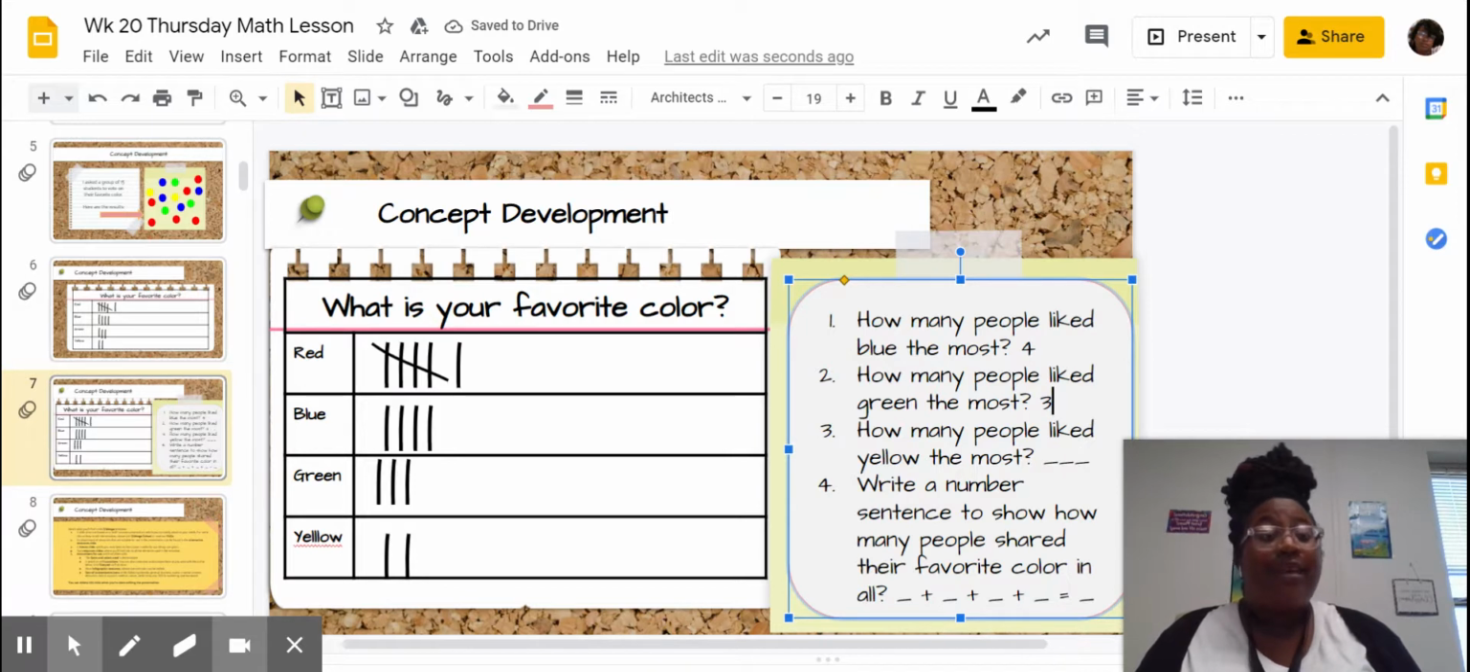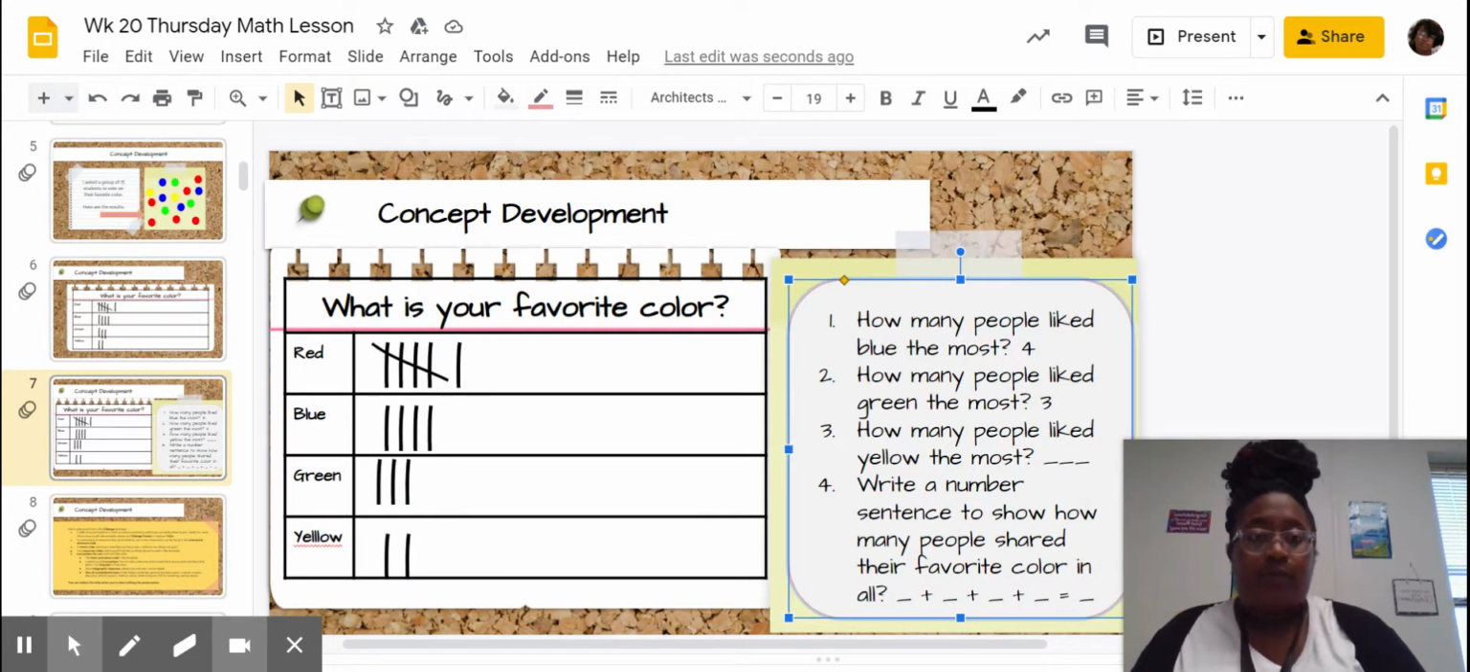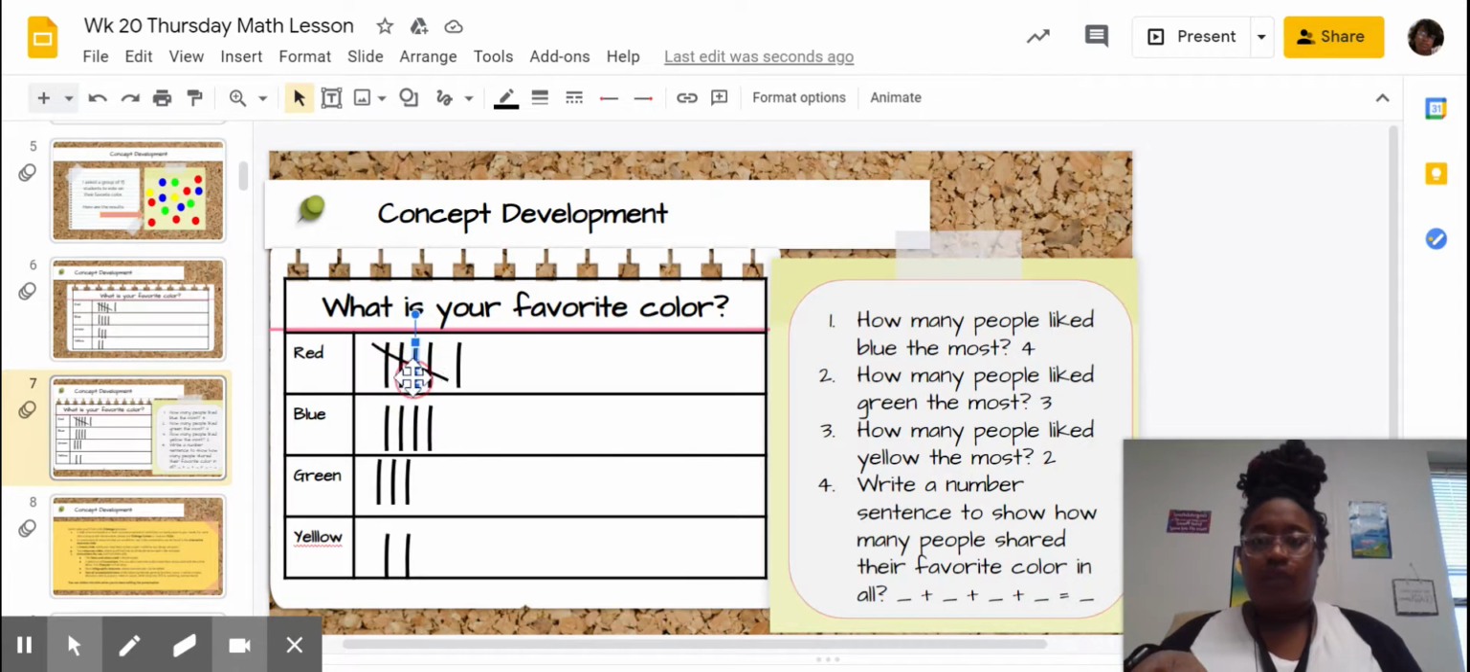How many people liked yellow the most? Okay, let's count yellow. 1, 2. 2 people liked yellow the most. Write our answer. 2. Write a number sentence to show how many people shared their favorite color in all. Let's go in order. Let's start from the top. Let's count the number of tally marks for red. 1, 2, 3, 4. Oh, there's a diagonal line there. That means 5. 6. So 6 people liked red.